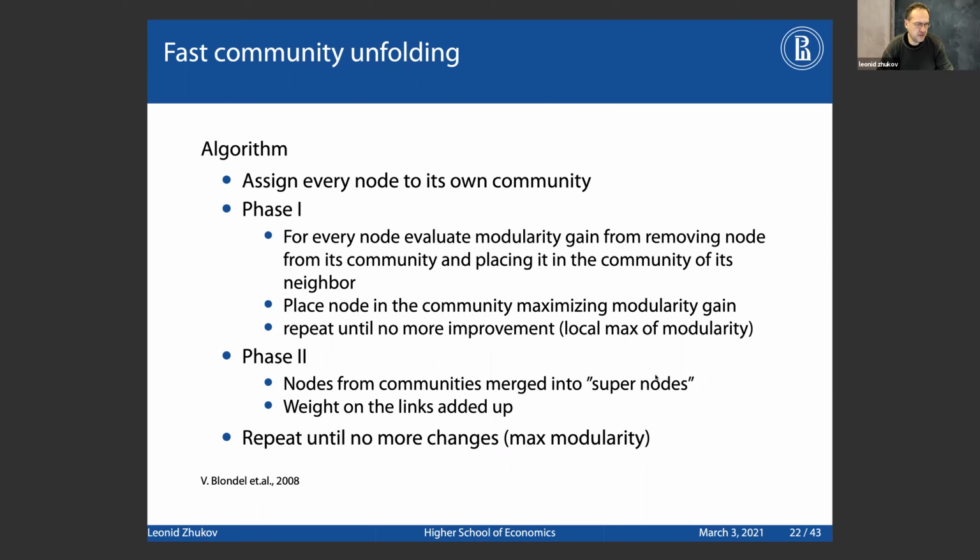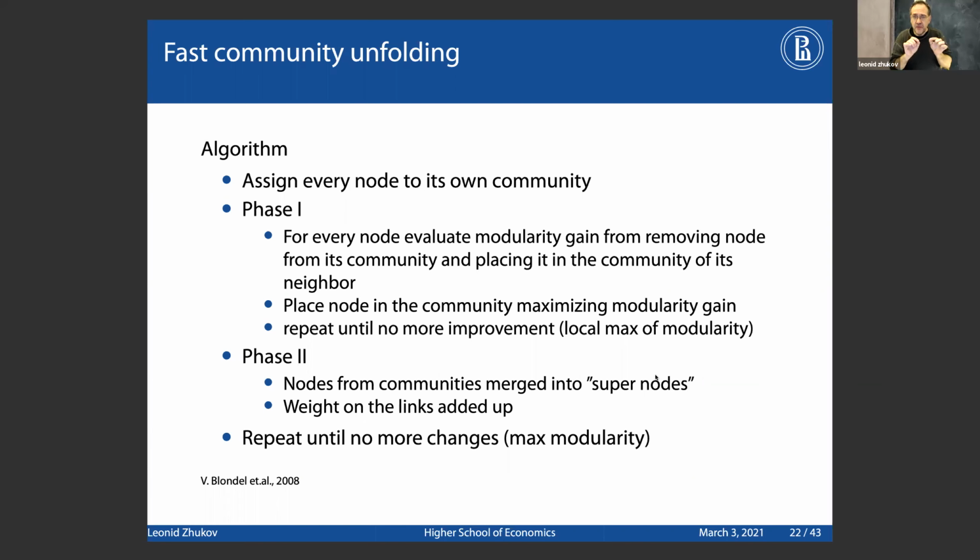Remember we talked about graph partitioning, where we go top down, right? We take the graph and we split it into pieces. Well, here it's the reverse process. We assign every node to its own community, to its own cluster, and then assemble them and grow those clusters by assembling those nodes.